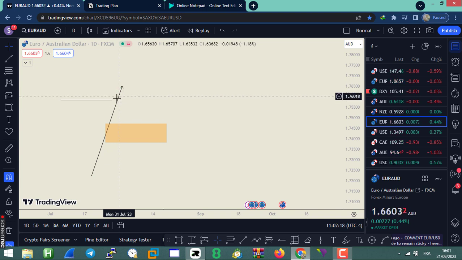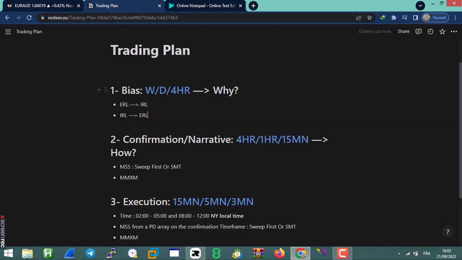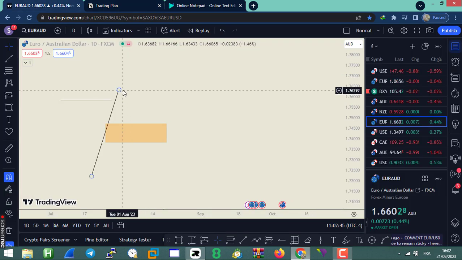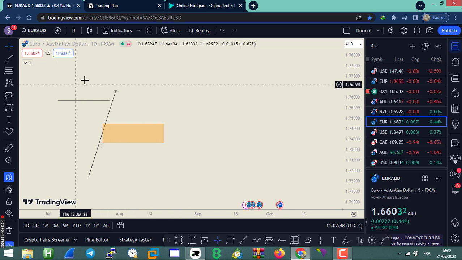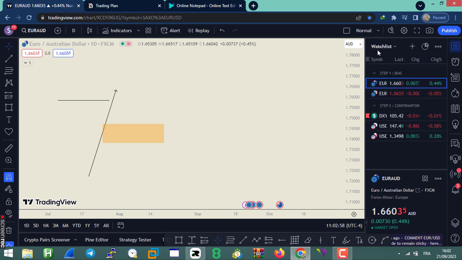So I want to see price take external range liquidity or approaching to take external range liquidity. So either it took external liquidity or it is approaching to take that swing high. So my next move is I want to short, right? I want it to short to the internal range liquidity. So from external to internal range liquidity. If I see these criteria on that particular pair, then I move it from here to the watch list, and exactly to step 1 buys. And I'm going to show you later on when to put it on step 1 and when to put it on step 2.